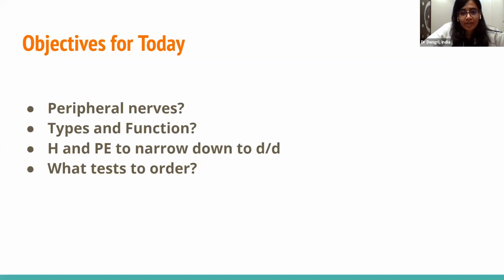So the objectives for today will be what is the peripheral nerve, what are the types, its functions. Knowing types and function is pretty important because when you know what a function is, you know what happens when it gets affected. Then today we'll basically focus on the history and physical examination to narrow down to our differential diagnosis and neuropathies, then what tests to order after that.